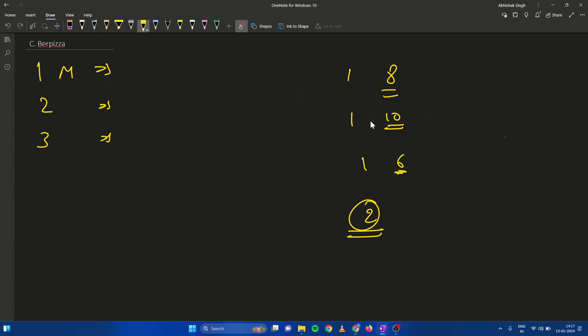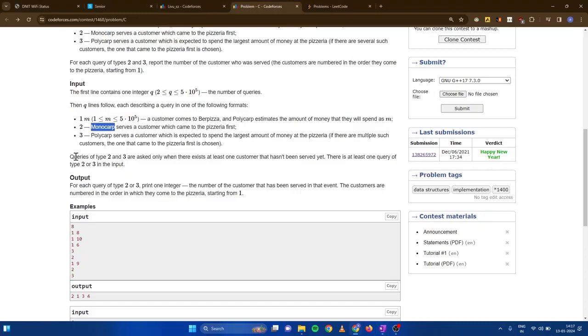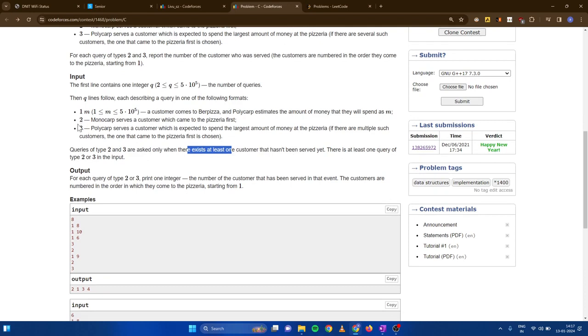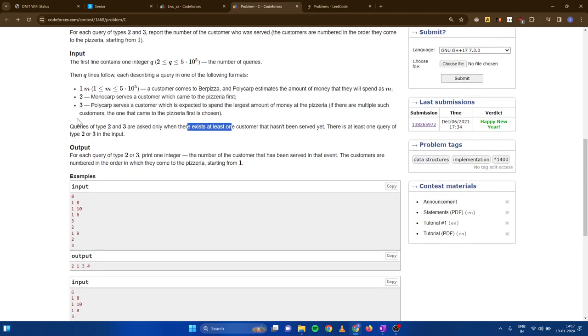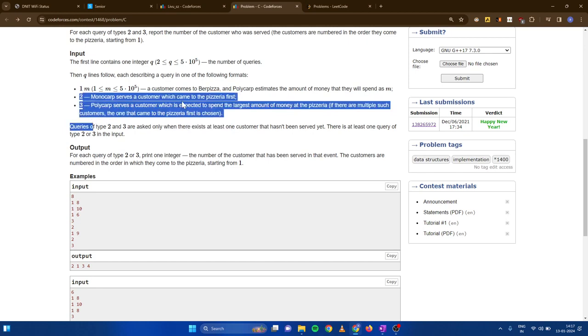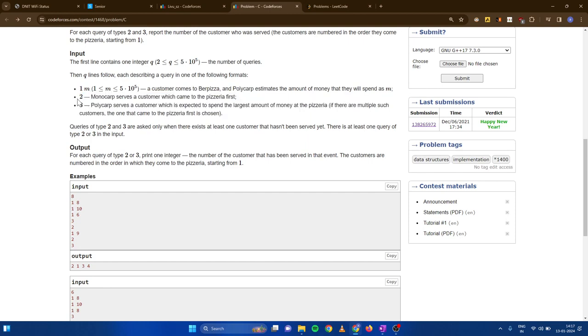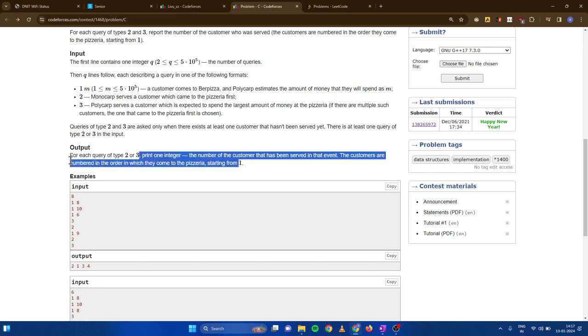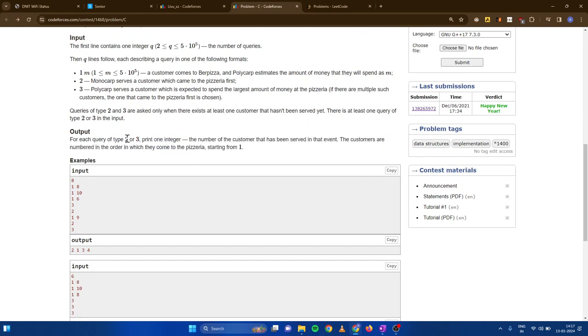So what we need to answer is this. Queries of type 2 and type 3 exist only when there is at least one customer who hasn't been served. In this problem statement, you're going to get 2 and 3 only when there is at least one customer. And 1 m just means you're adding a customer who's going to spend m amount of money. So what is the output format? In the output, you are going to answer the queries of type 2 and 3.